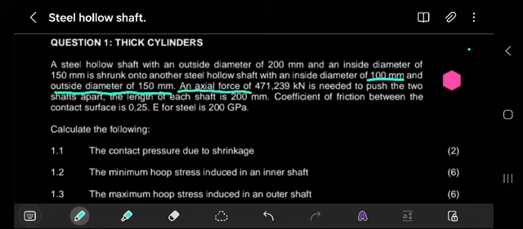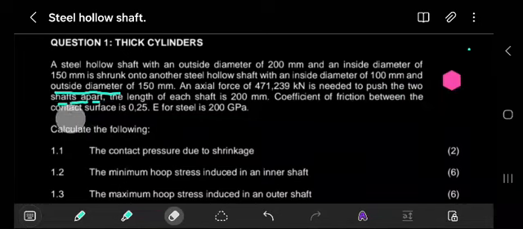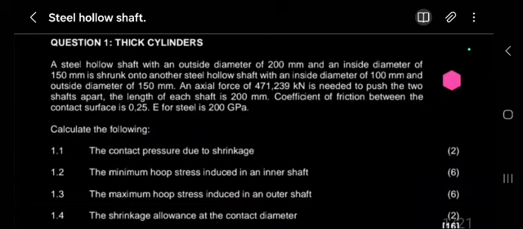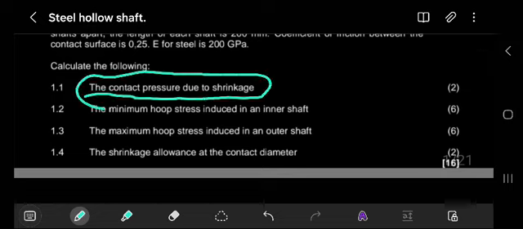Then we have an axial force of 471.239 kilonewton needed to push the 2 shafts apart. The length of each shaft is 200 millimeter. The coefficient of friction between the contact surfaces is 0.25. The Young's modulus of elasticity is 200 gigapascal. So question 1 says calculate the contact pressure due to shrinkage.